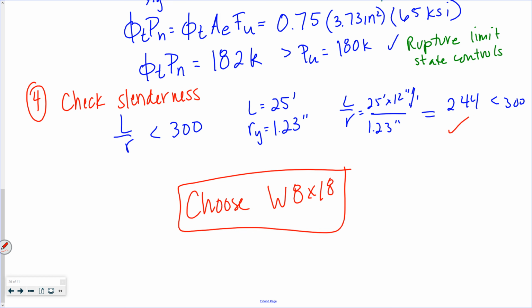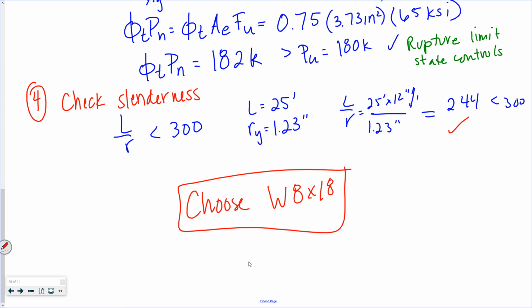So I can choose the W8 by 18 at the end of the day. I figured out that it works for yielding, it works for rupture in the current configuration, which you always have to check because it might be different than that 0.75 assumption. And then I check my slenderness, W8 by 18. Okay, and that is how you pick your own section. Now, if this hadn't been just over 180, I would have had to select the next largest section, unless it was really off, and gone through the same process.